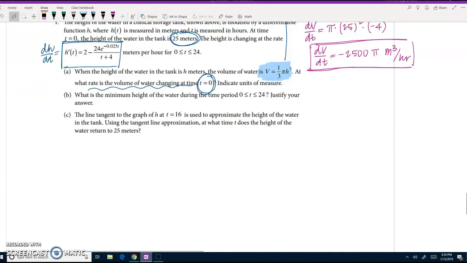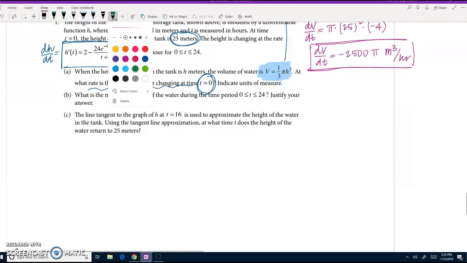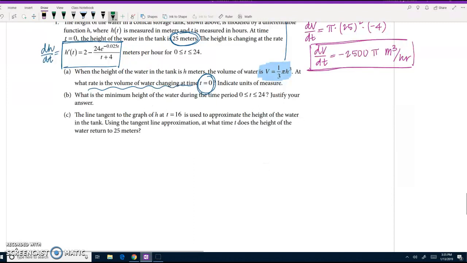AP exam. Then B says, what's the minimum height of the water during the time period 0 to 24 hours. So remember, you guys, minimums are going to occur when your derivative is equal to 0. We are given the derivative in this problem. So let's come on down this way for that part of the problem. We have h prime of t is equal to 2 minus 24e to the negative 0.025t all over t plus 4. So then what you want to do here is set that equal to 0.